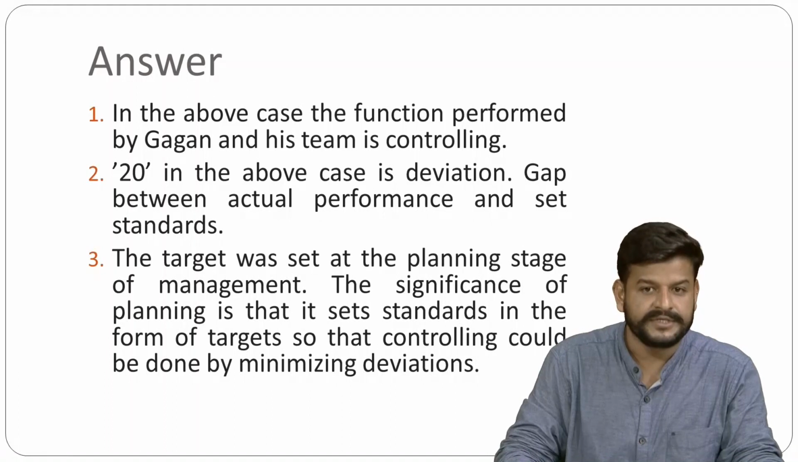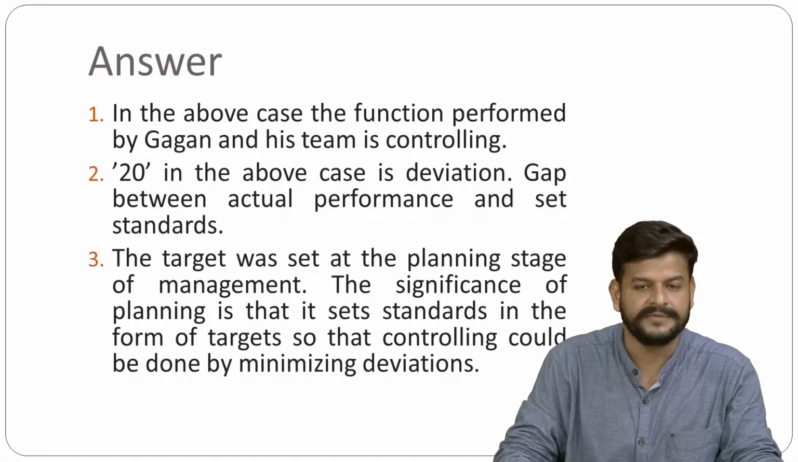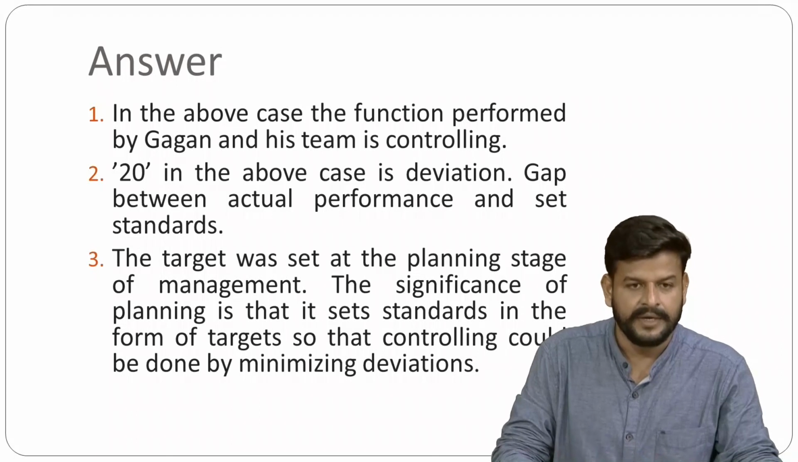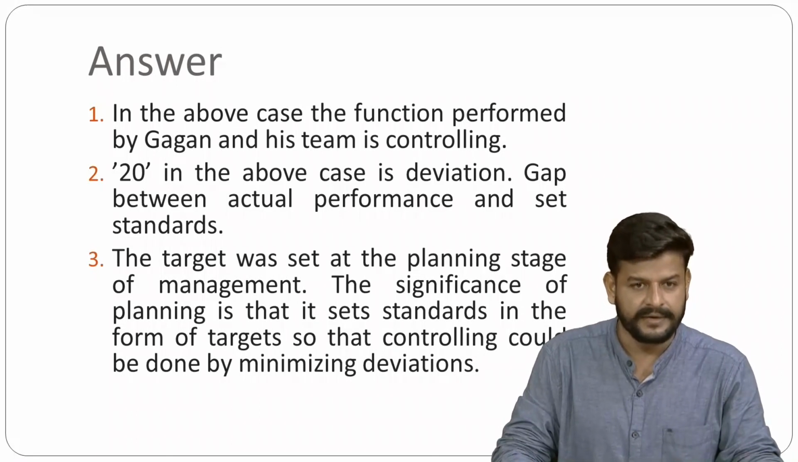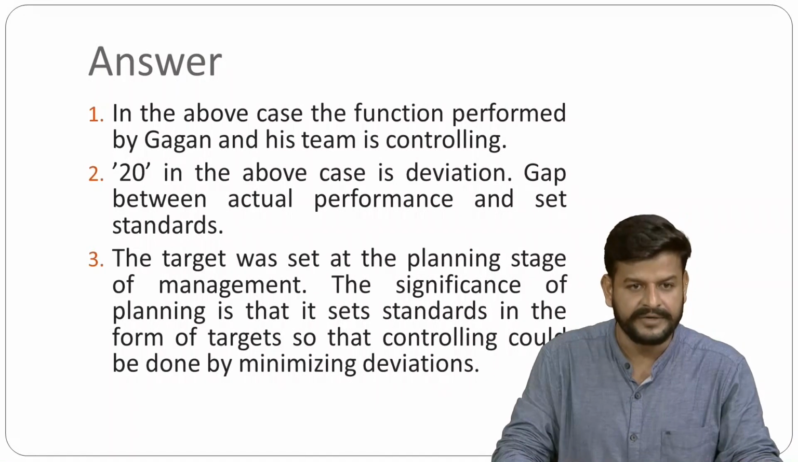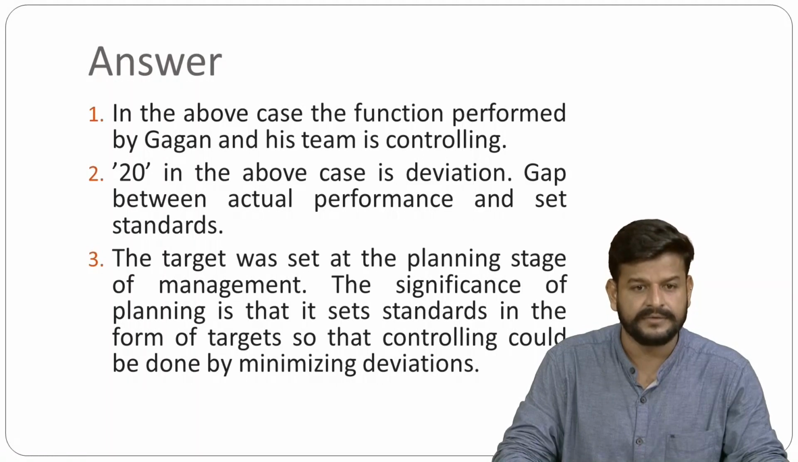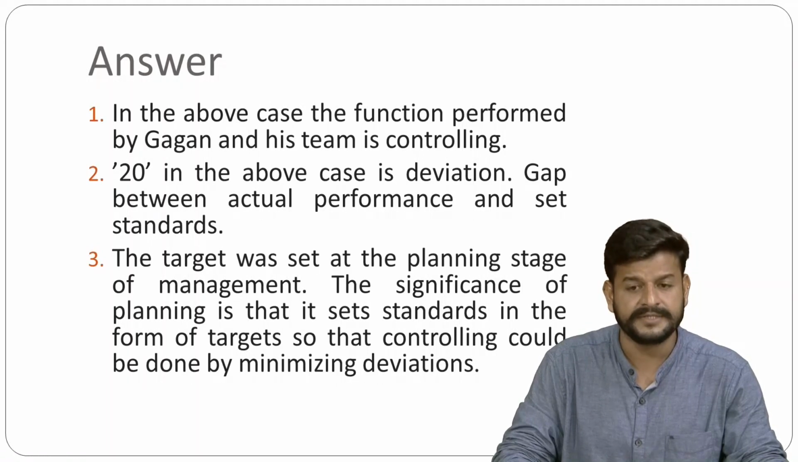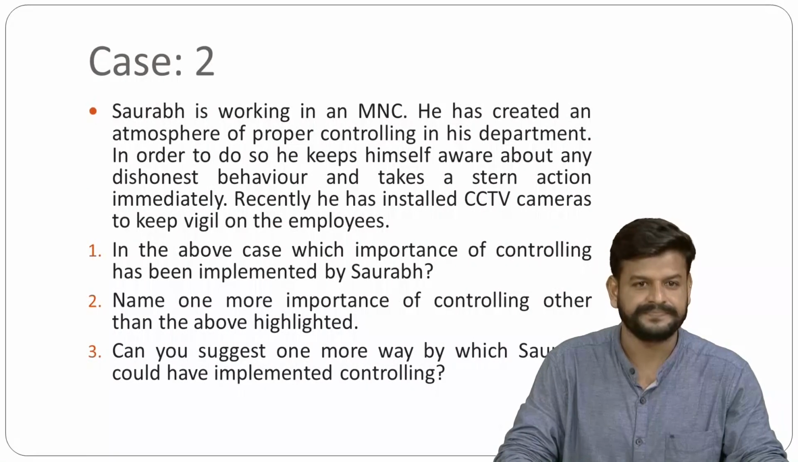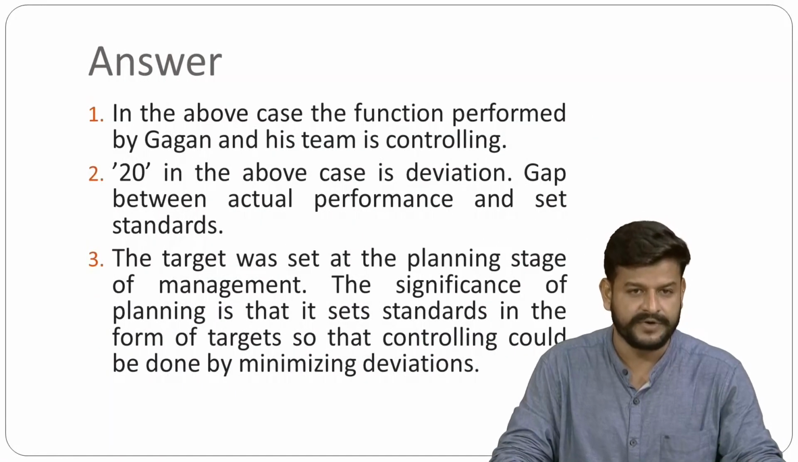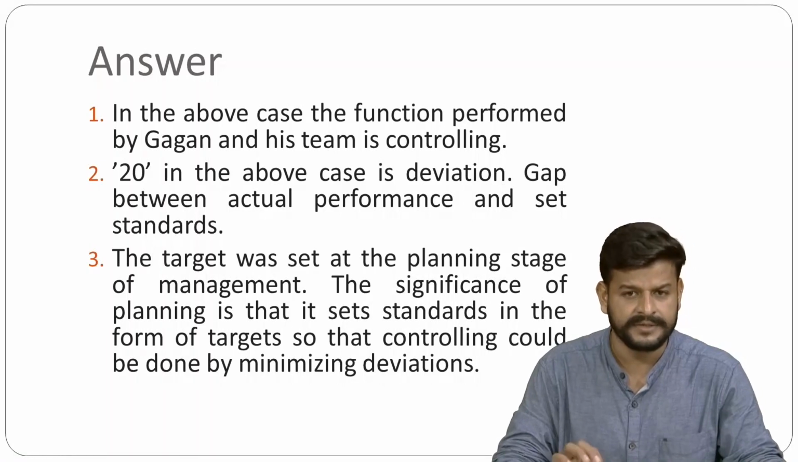In the above case, the function performed by Gagan and his team is controlling. The 20 in the above case is the deviation, the gap between actual performance and the set standard. Whatever standard was set by Gagan and his team earlier, 20 units is the deviation. The target was set at the planning stage of management. The significance of planning is that it sets standards in the form of targets so that controlling could be done by minimizing the deviation. So this is the first case in front of us.